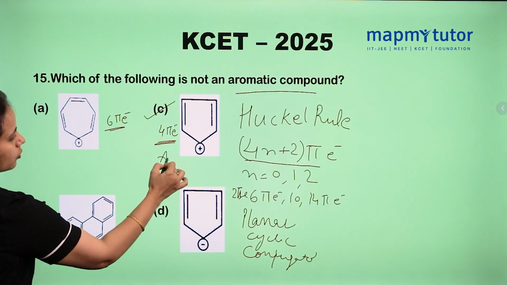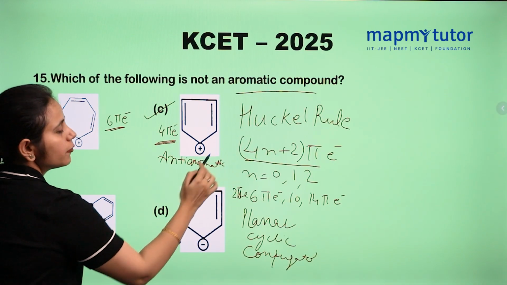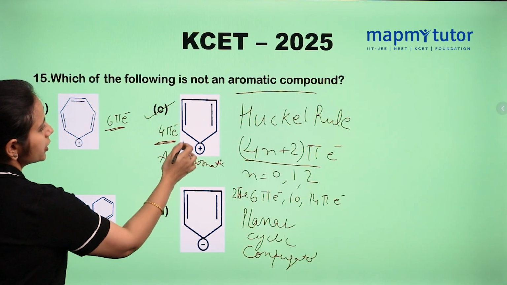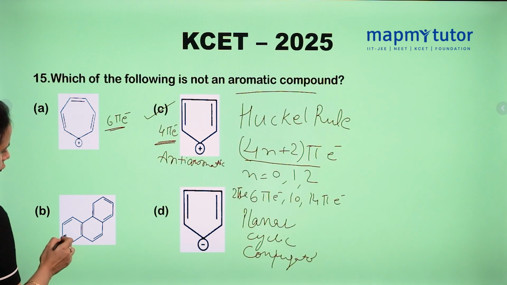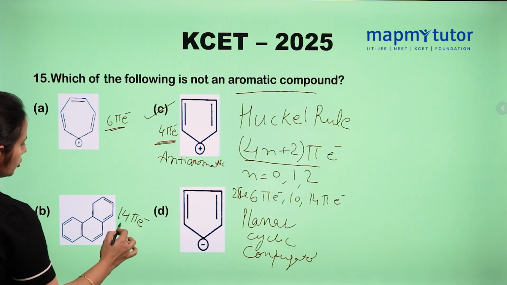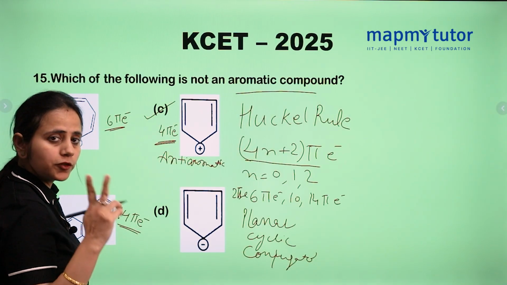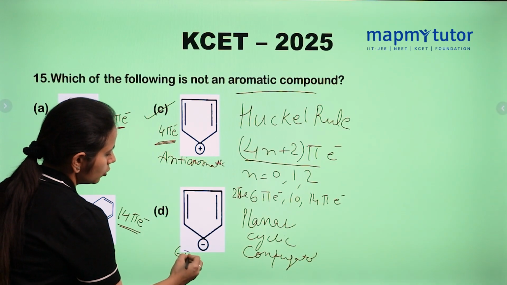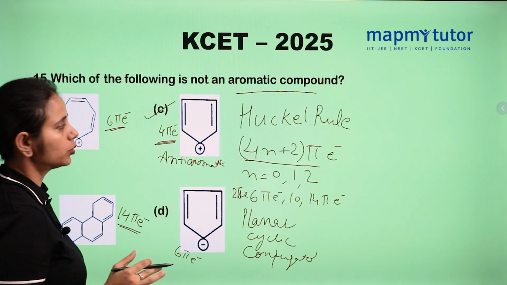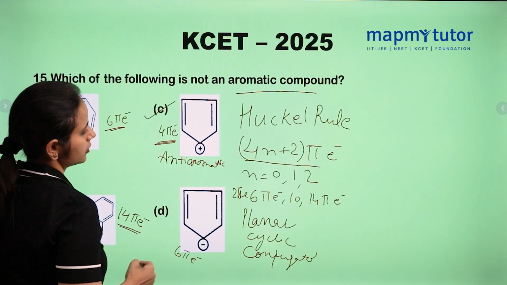See here, it is anti-aromatic, because it is planar in nature. For a compound to be non-aromatic, it should be non-planar. It is planar, so it is anti-aromatic. Let's see here. It is 2, 4, 6, 8, 10, 12, 14, so 14 pi electrons. It is also following Huckel's rule, so this is aromatic. Here it is 2, 4, and this minus charge also gives 2 electrons, so it is 6 pi electrons. So this is also aromatic in nature. So A, B and D are aromatic compounds, and here he is asking about the compound that is not aromatic. So C is the right answer.